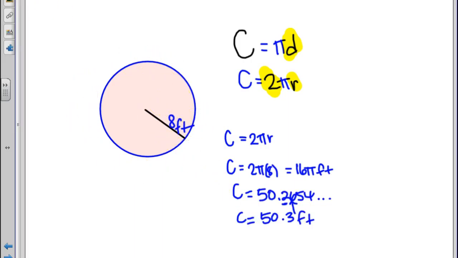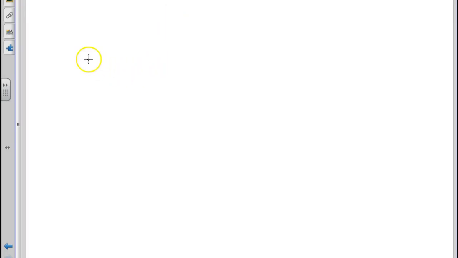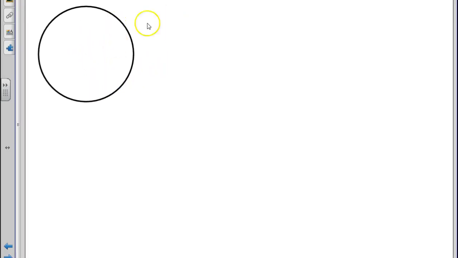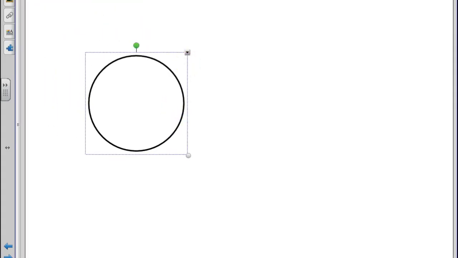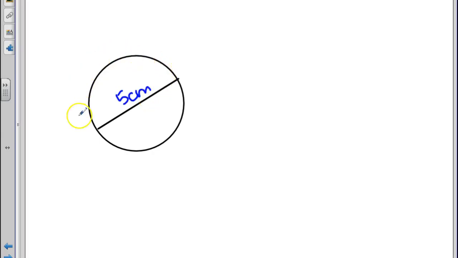All right, let's try another one. So now I'm going to tell you that the diameter of a plastic pipe is 5 centimeters. So here's the diameter going all the way across, 5 centimeters. Find the circumference to the nearest centimeter. So we want the circumference of this pipe, going all the way around, to the nearest centimeter.